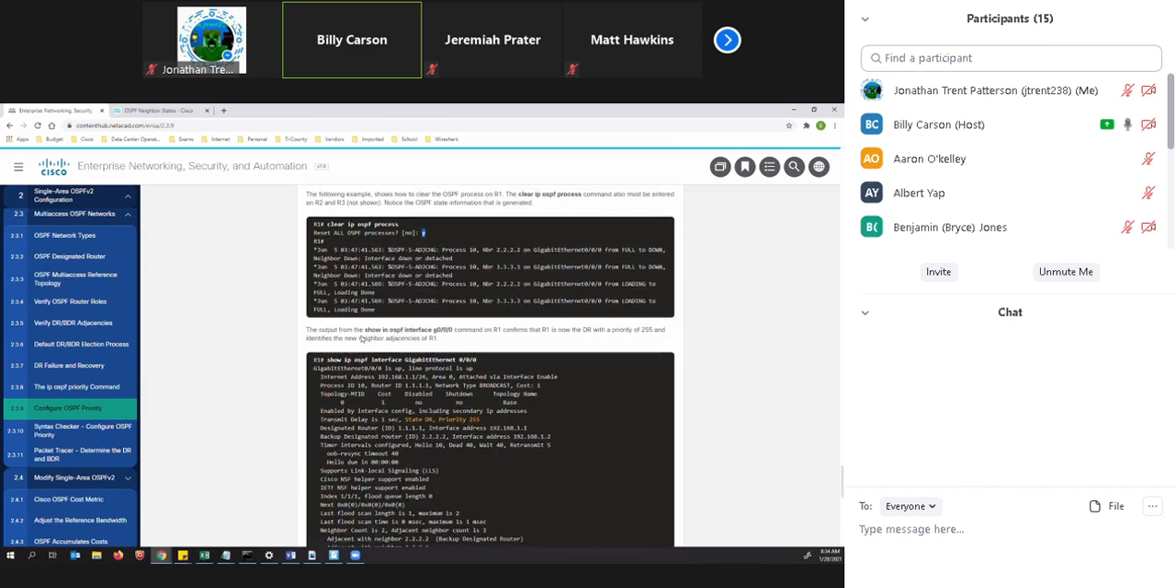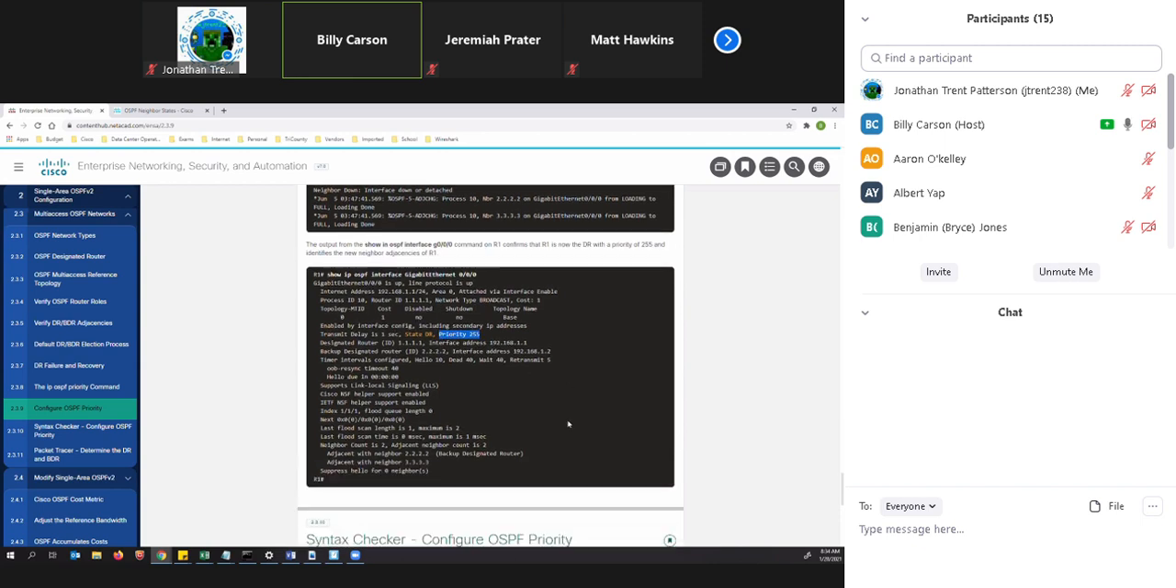So here you can see they went in and cleared it, and once they cleared the OSPF process, did you see it? They did a show ip ospf interface. You can see that it came up with a priority of 255 as the DR.